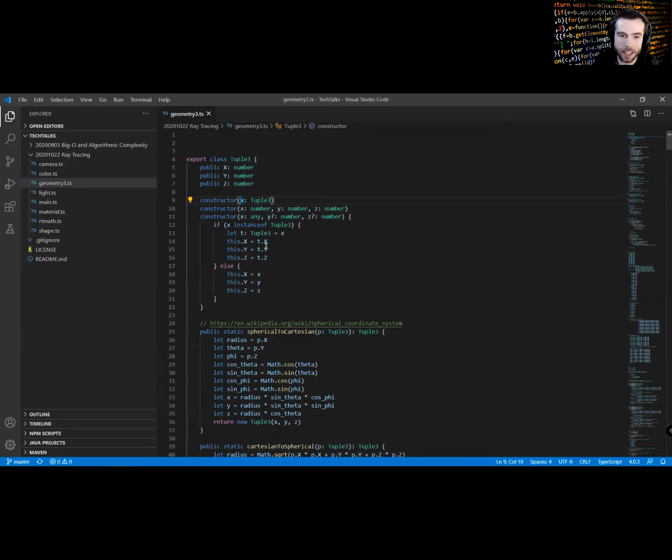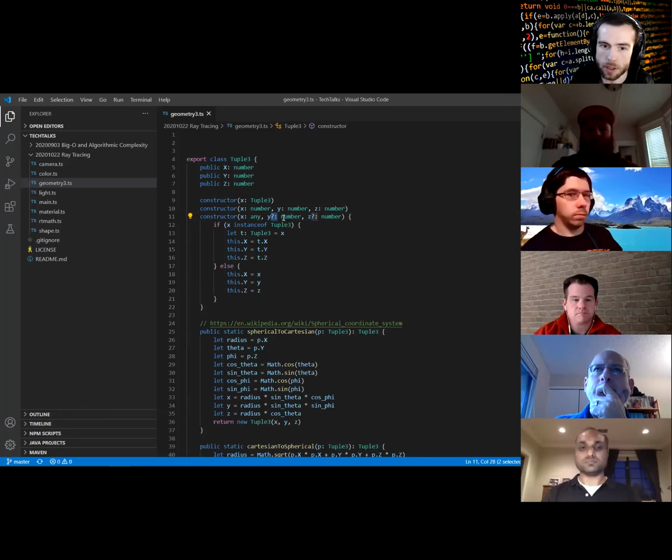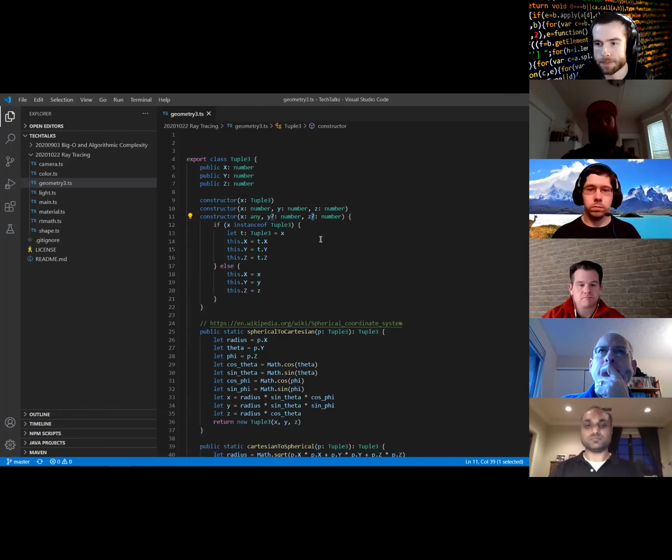And to do that, I can say I can take a tuple3 or I can take three numbers. But then this last one, the implementation, has to cover all those cases. So X here has to be any because it could either be a tuple3 or a number. And then Y and Z can be numbers, but they have to be optional, which is what these question marks mean.